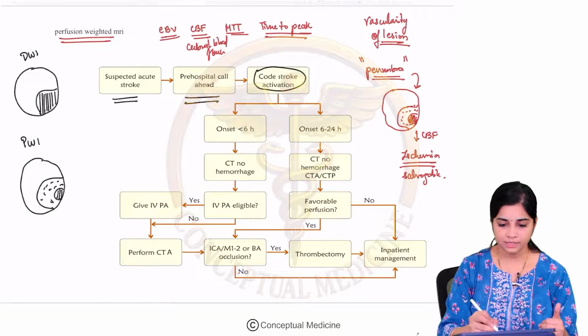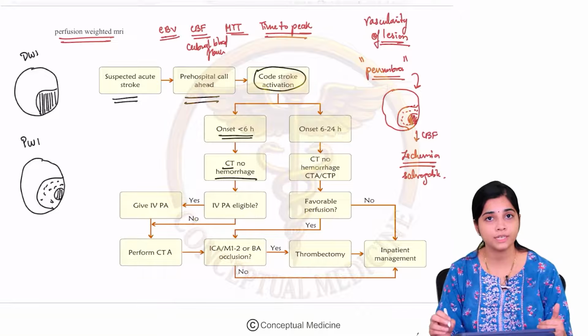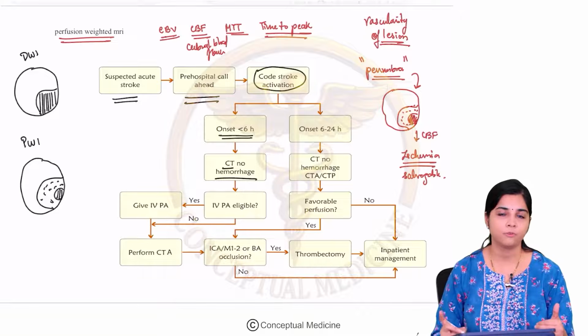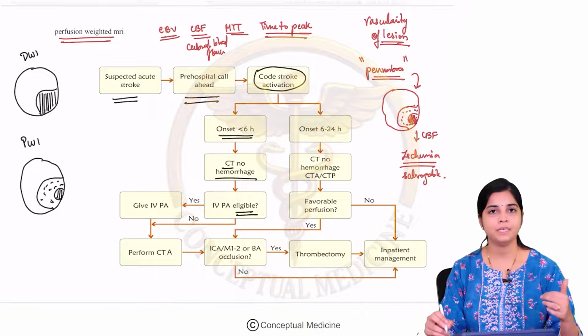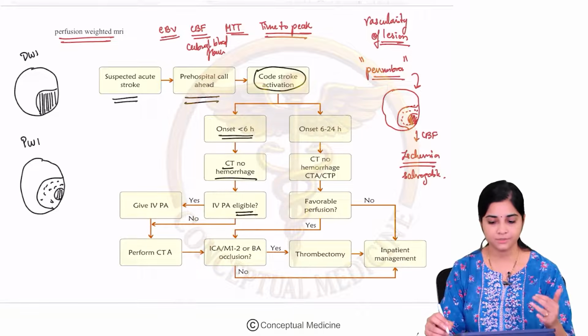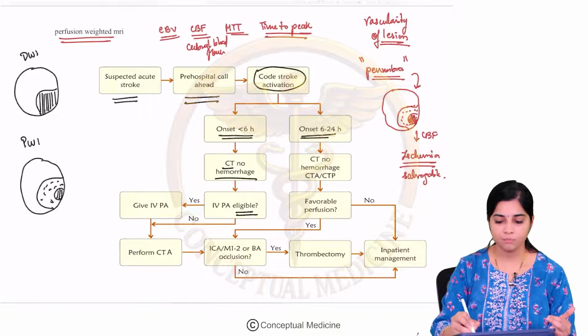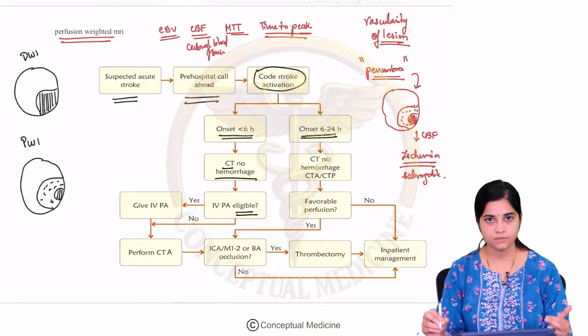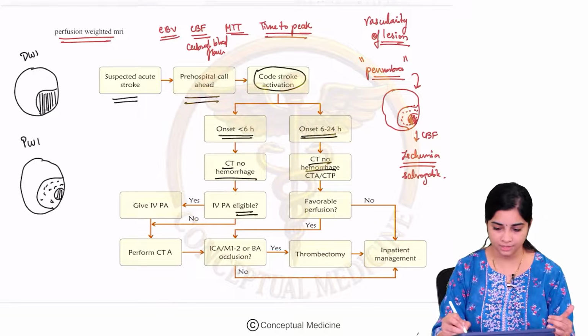So if the onset is less than 6 hours and the CT brain is not showing any hemorrhage, then the patient can go for thrombolysis if he is eligible for thrombolysis. IV tPA is tissue plasminogen activator, so he can undergo thrombolysis. If the onset is more than 6 hours, between 6 to 24 hours, and the CT is not showing any hemorrhage, then he can do a thrombectomy.